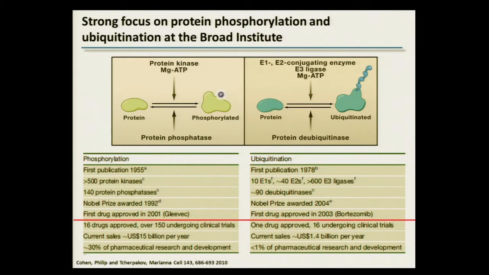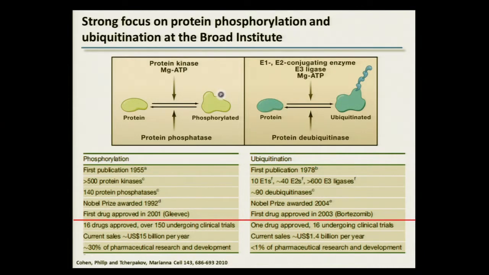At the Broad, we have a strong focus on protein phosphorylation and ubiquitination. Protein phosphorylation is one of the most important post-translational modifications because there are more than 500 kinases encoded in the human genome, of which a large number are disease relevant, and there are more than 150 drugs currently in clinical trials against kinases, and therefore it's really interesting to do also unbiased global analysis of protein phosphorylation.